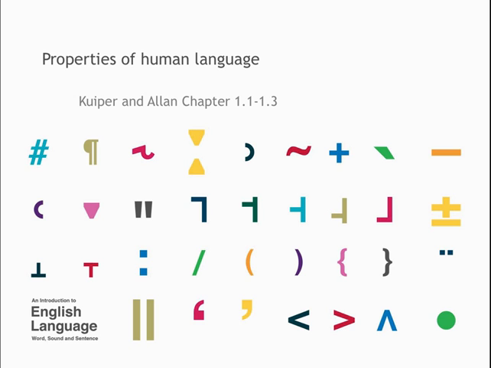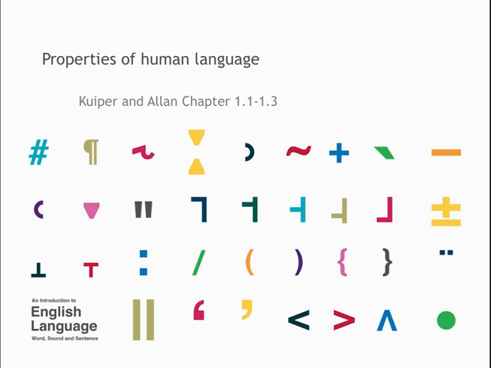In this case, what we're going to be looking at is a single human language, English, but it's nice to have a look at the properties of languages in general before we do that, because we'll find that at many steps of the way, to carry on the metaphor, the properties of human language are manifested in the English language. So let's start by looking at the properties of human language, and here we're looking at the textbook Kuiper and Allan, chapter 1 in particular, and in this movie chapter 1.1 to 1.3.